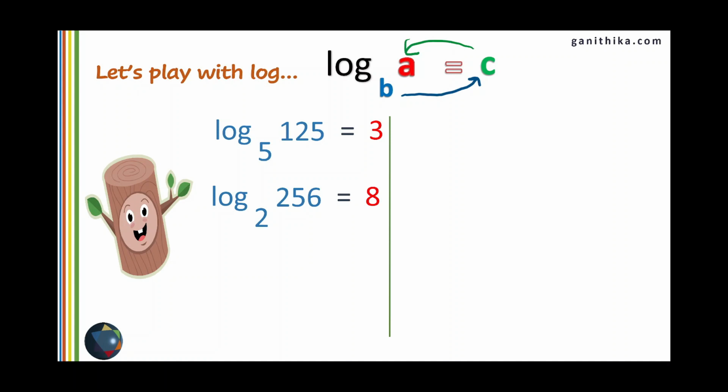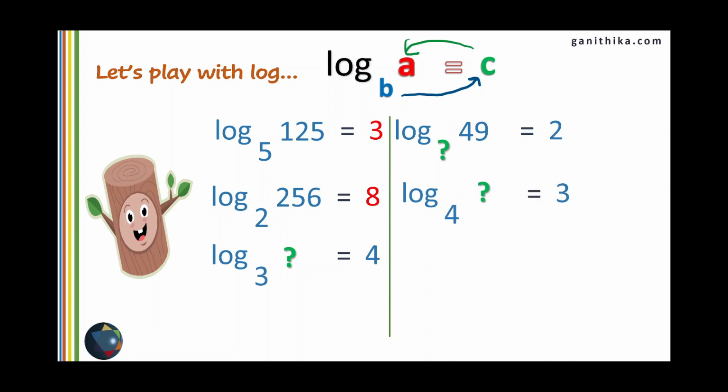And here are some more questions for you with question marks at different places in the equation. Log of what to base 3 equal to 4, log of 49 to base what equal to 2, and log of what to base 4 equal to 3. So at different positions you have the question marks here. Use the condition that b power c equal to a in all these equations and find the question marks. Pause the video for a moment and come back.